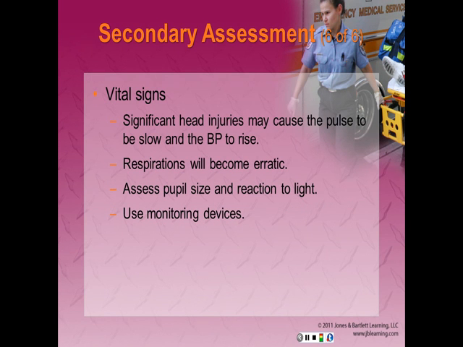Assess vital signs. Significant head injuries may cause the pulse to slow and the blood pressure to rise. Respirations will become erratic with complications from both head and spine. Assess pupil size and reaction to light, and use monitoring devices to monitor oxygenation and circulatory status, as well as CO2 monitoring, which is highly important in traumatic brain injury, and blood pressure monitoring.